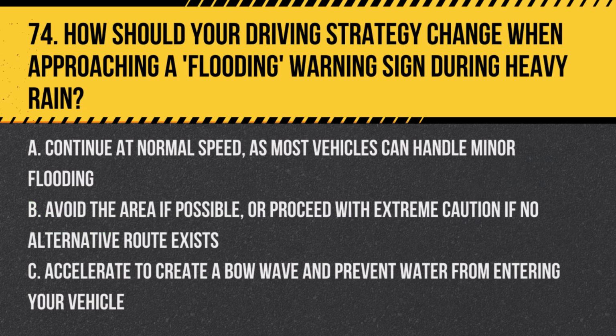Question 74. How should your driving strategy change when approaching a flooding warning sign during heavy rain? A. Continue at normal speed, as most vehicles can handle minor flooding. B. Avoid the area if possible, or proceed with extreme caution if no alternative route exists. C. Accelerate to create a bow wave and prevent water from entering your vehicle.